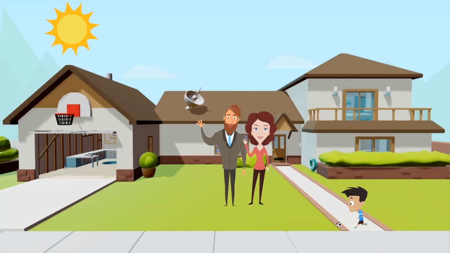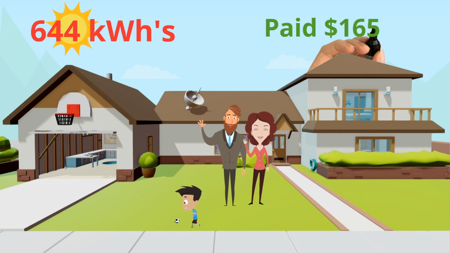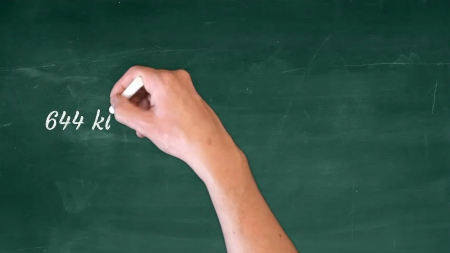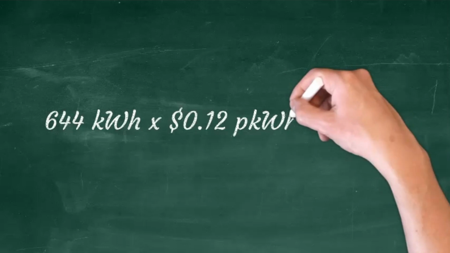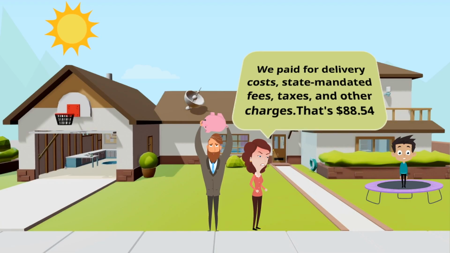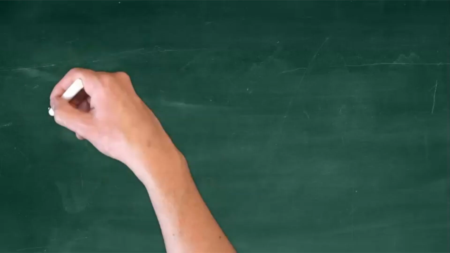The Stark family used 644 kilowatt hours. They paid $165.85. The utility charged them 12 cents per kilowatt hour. 644 kilowatt hours times 12 cents per kilowatt hour is $77.28. What's the remainder? They paid for delivery costs, state-mandated fees, taxes, and other charges. That's $88.54.